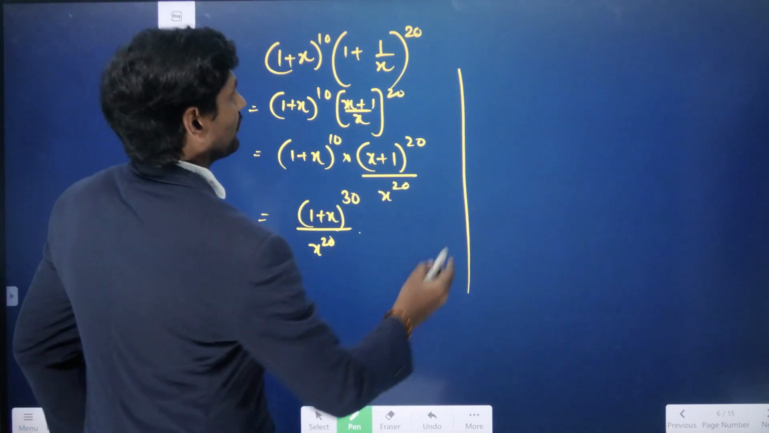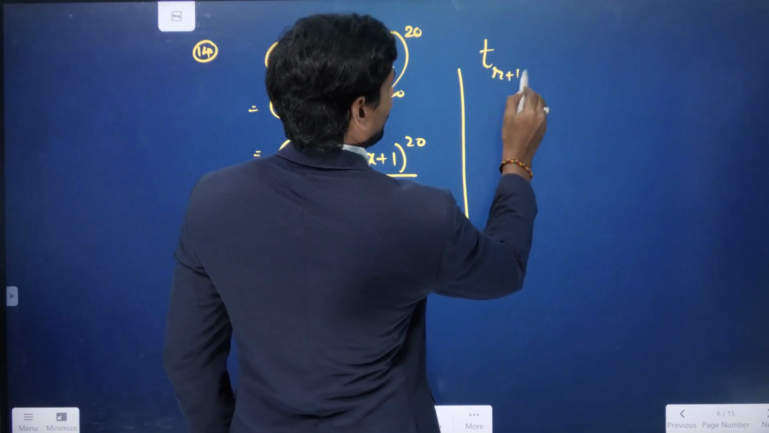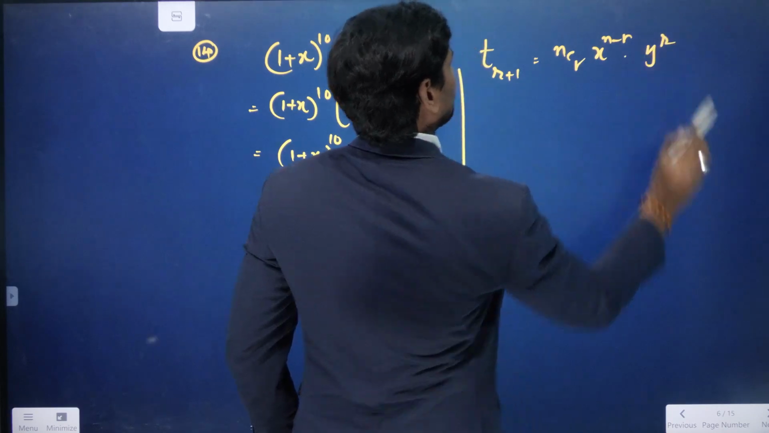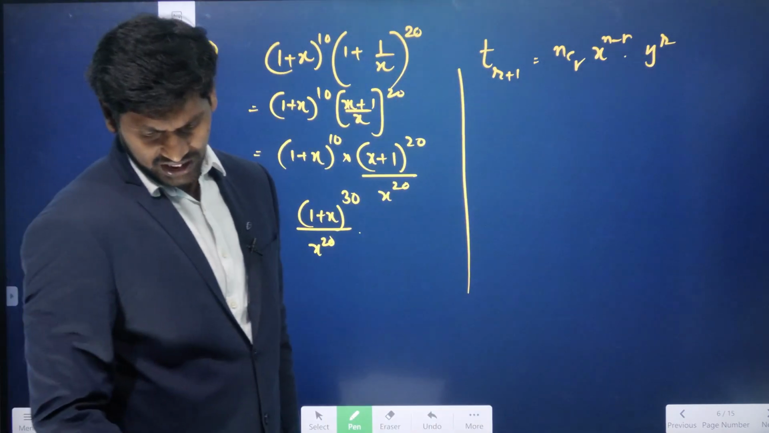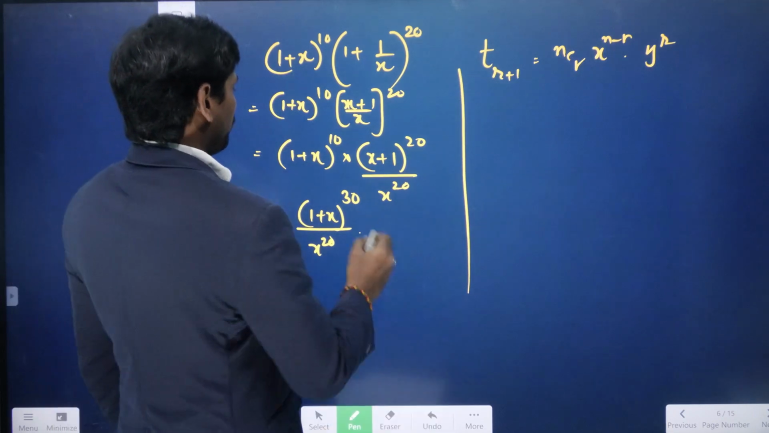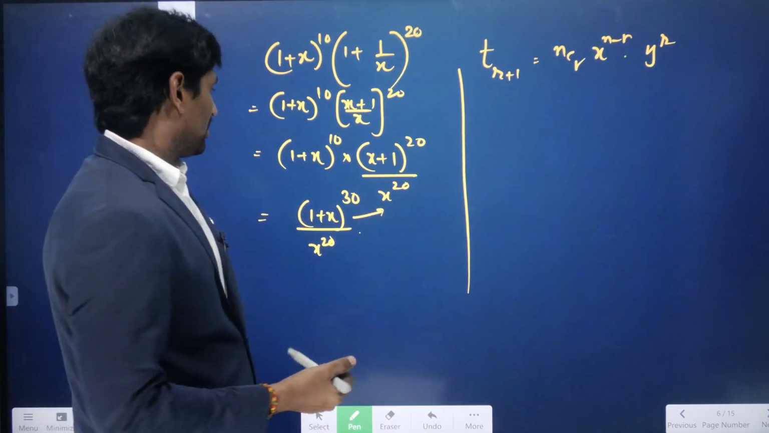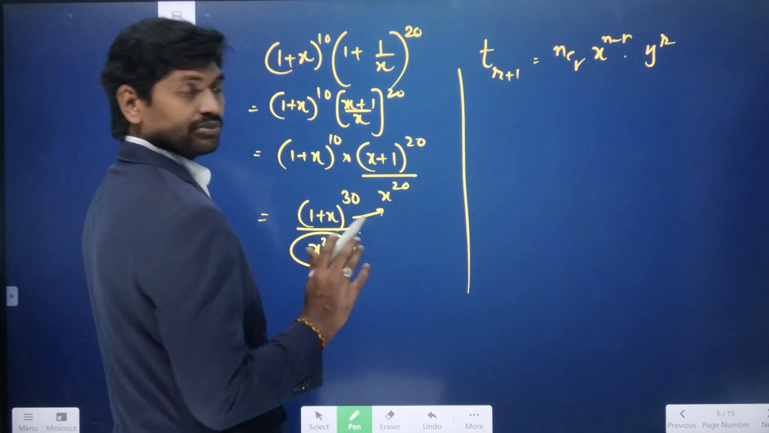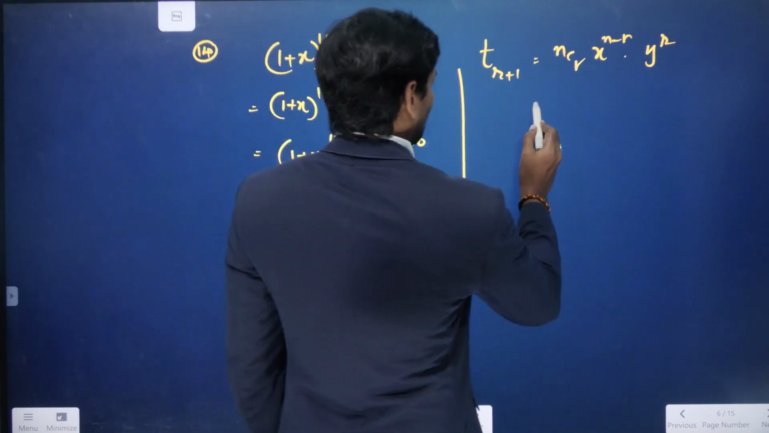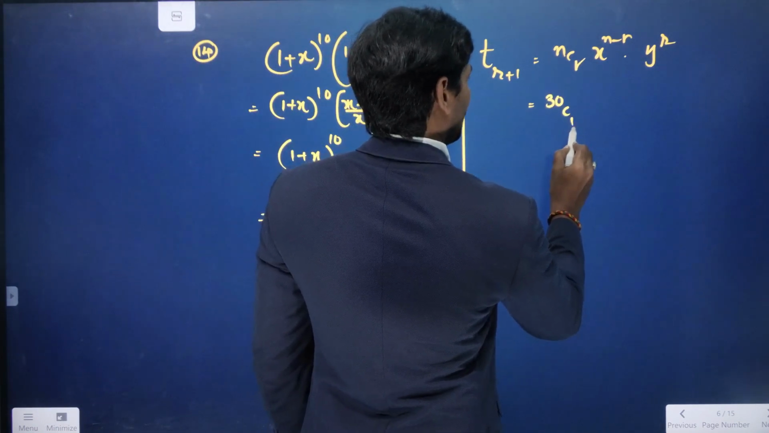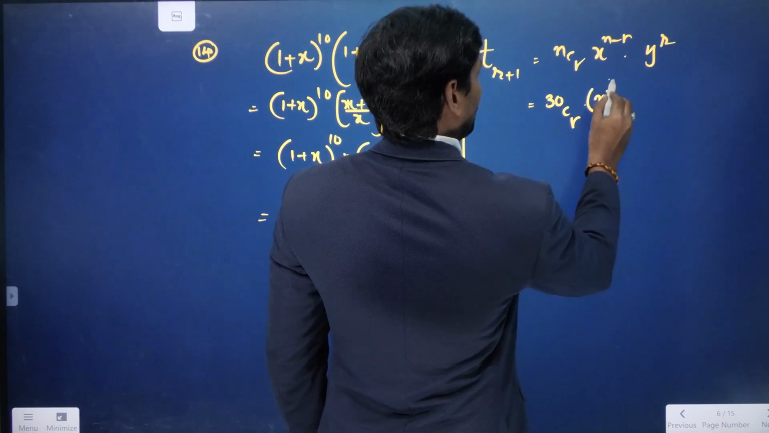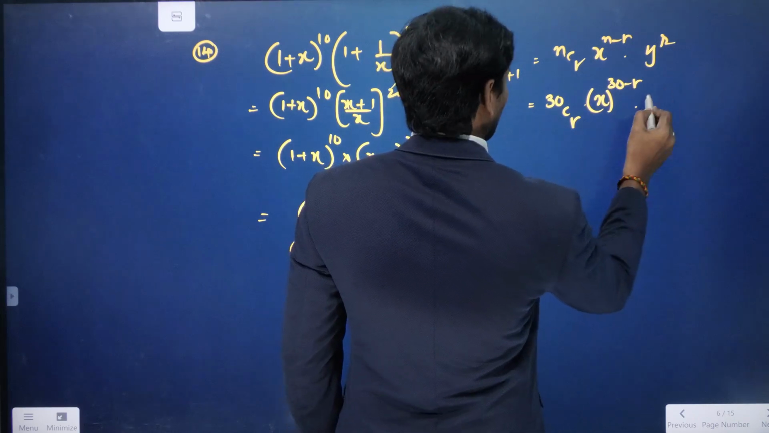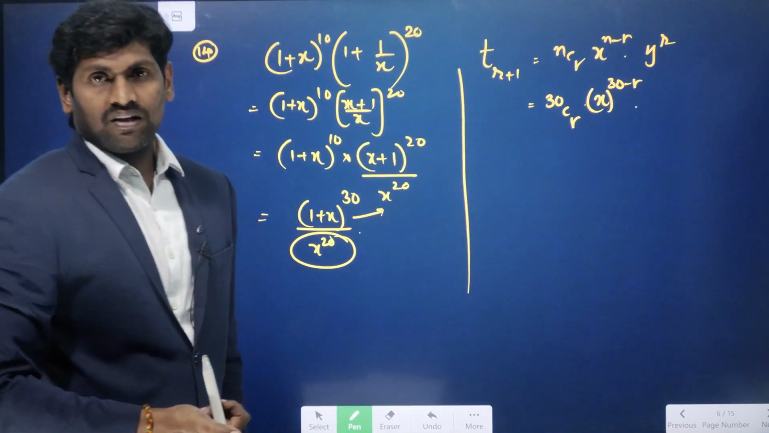Take the general form T(r plus 1) equals nCr x power (n minus r) into y power r. But here I am applying that only to the numerator, so let us take (1 plus x) power 30. Okay? The denominator, let us leave it for some time, then we will find it. Now n value is 30: 30Cr x power (30 minus r) into 1 power r, and 1 power r is nothing but 1 only.